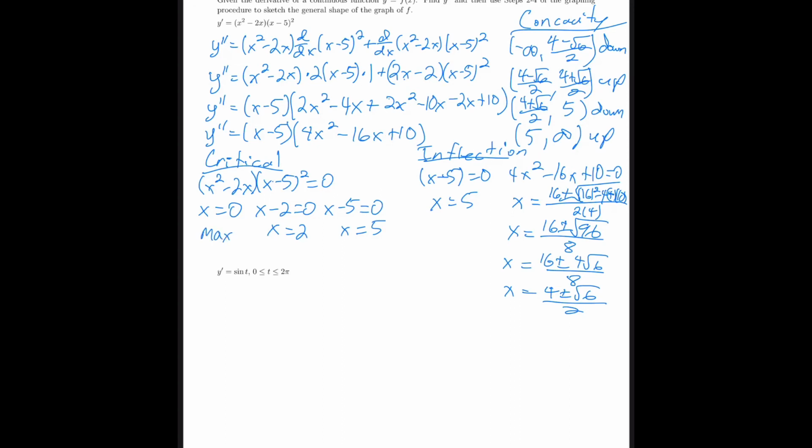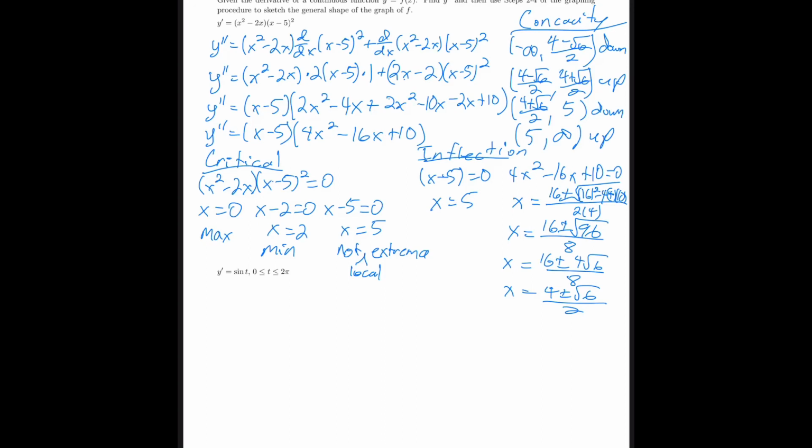And then we can figure out which region each one of these is in, and that'll tell us whether they're mins or maximums. So 0 falls into this first region, so that's concave down, so that makes this a max. 2 falls into the second region, so that's concave up, so that's a min. And then 5 is not in up or down, so that means that this is not a min or a max. Okay, so this is not an extreme.